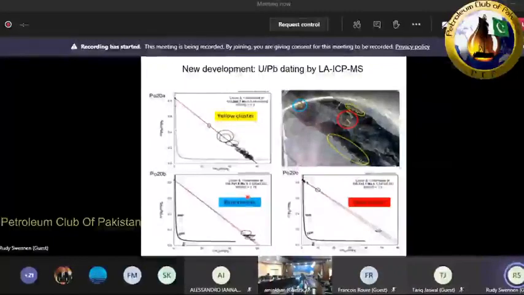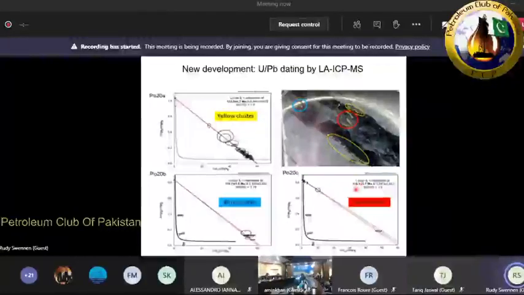And finally, the super technique of uranium-lead dating by laser ablation ICP-MS. You see here a vein, and in this vein, by laser ablation, we have analyzed the different isotopic compositions of uranium and lead. And you can see that for the different sampling points, the red one, the blue one, and the yellow one, they plot along a certain line in this graph, and the inclination of this line is proportional to the age of the vein.